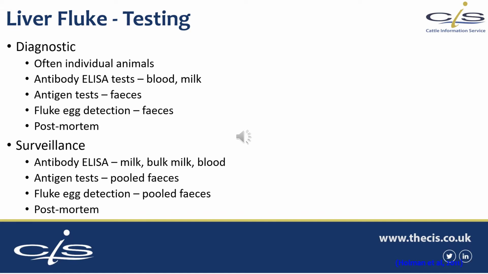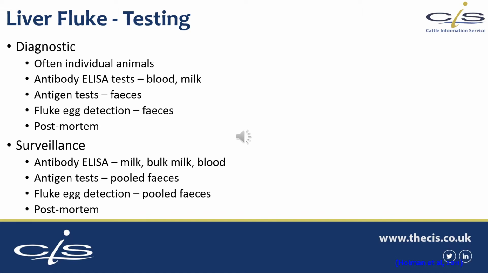Looking at the diagnostic testing then, we're often testing individual animals, but we may be talking about groups. We may have a group of infected animals, so it isn't always individuals. We have the antibody ELISA tests. We're going to talk about the antibody tests in more detail in the next slide, so I'm going to gloss over those now. But then talking about some of the other testing, and these are tests that we don't actually offer at CIS, but for completeness, we'll discuss them here.